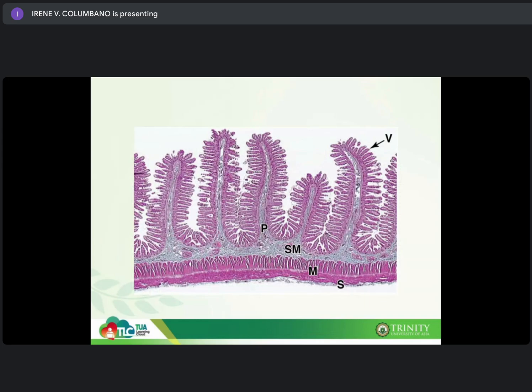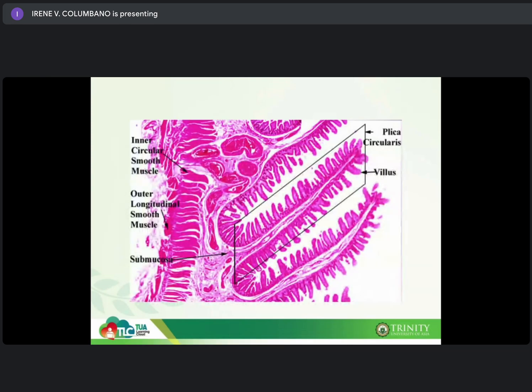So ayan na, several folds located at the jejunum. Look at the plica circularis, which are distinct, itong mga to, projecting folds. Okay, so look at the villi. Ito yung mga projecting folds, villi for absorption, the submucosal area, the mucosa, and the serosa. Look at the muscularis, ng mga muscles. So, plica circularis, ito lang naman yun.